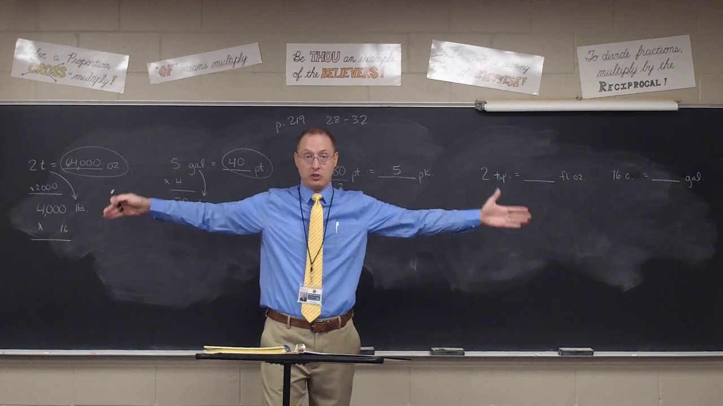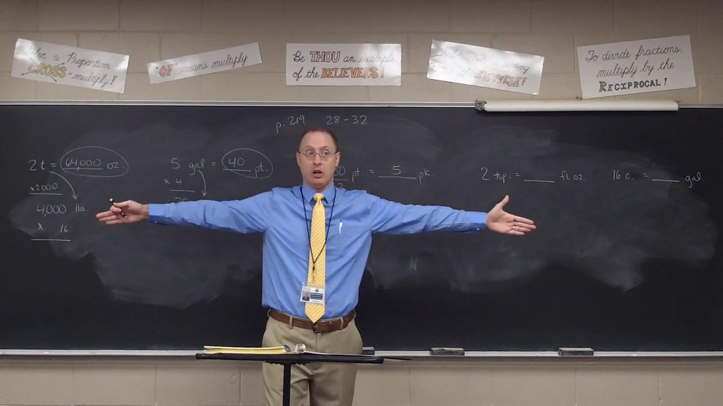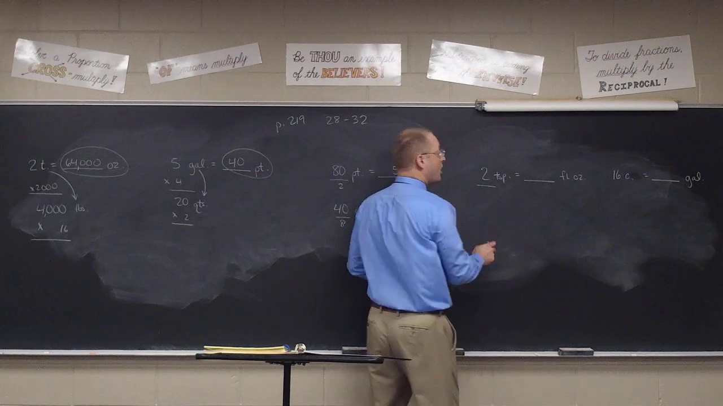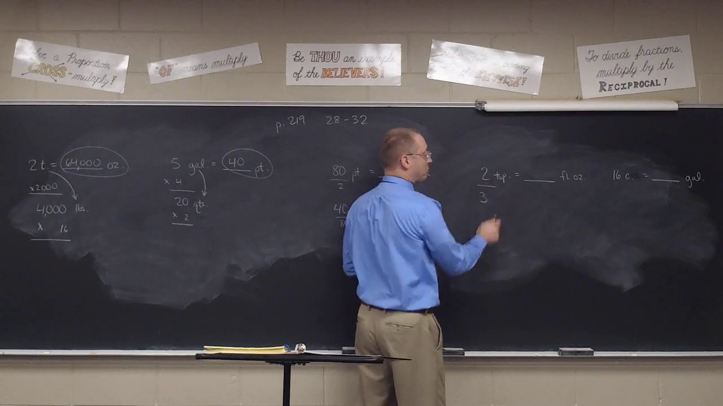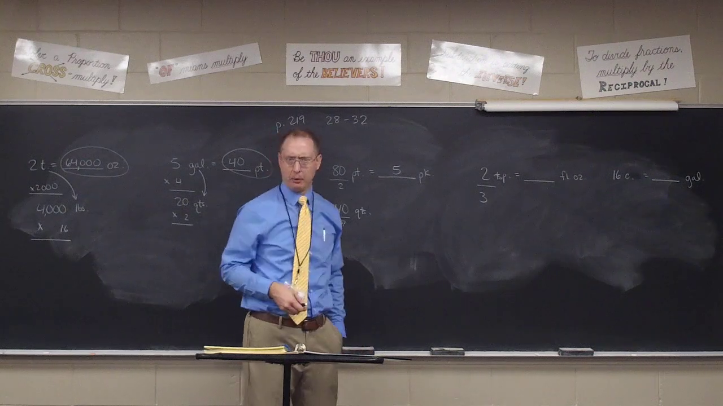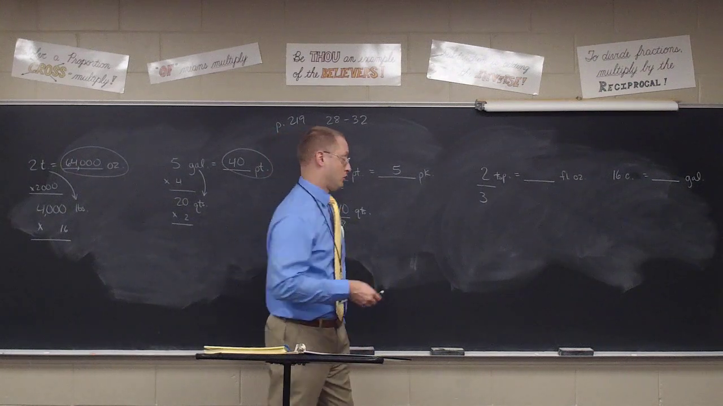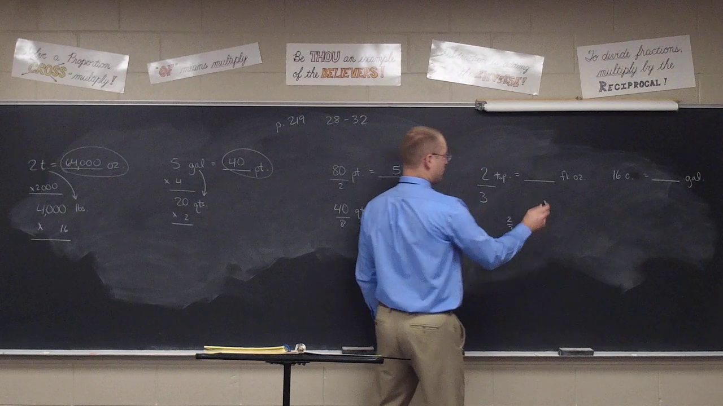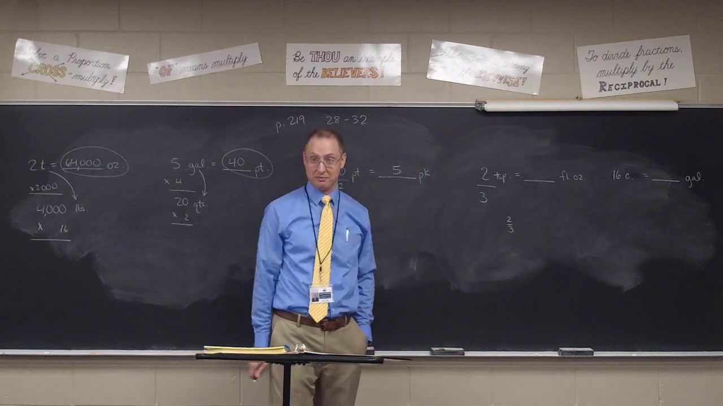You serve the mashed potatoes, class. Smaller to larger, divide by what? 3. It takes 3 teaspoons to make a tablespoon. Well, don't make this too hard now, class. What's 2 divided by 3? 2/3. 2 divided by 3 is 2/3.